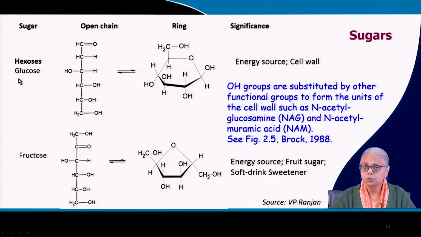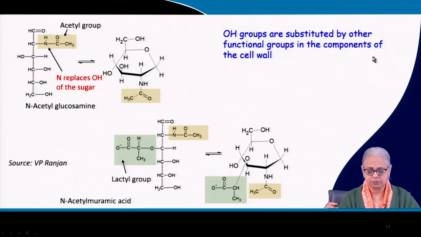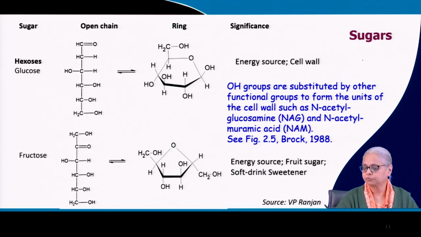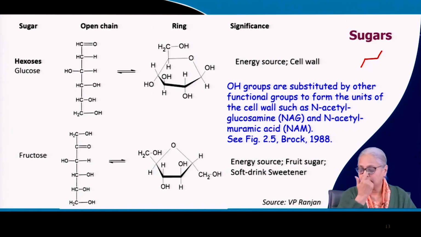Then we come to glucose. Glucose is a hexose. It means it has 6 carbon atoms, and these 6 are shown over here in open chain form, and in ring form you can see the spatial arrangement. You probably know that glucose forms a chair structure. This is the structure of a glucose molecule, and it's not only an energy source, but it's also a major component of the cell wall, and I'll show you something more about that in the next slide.